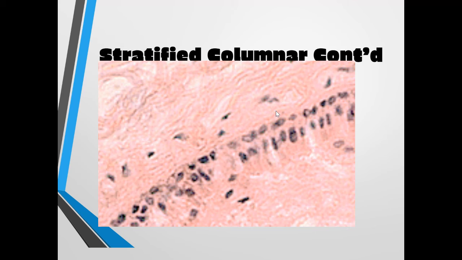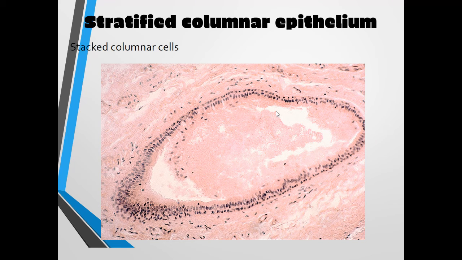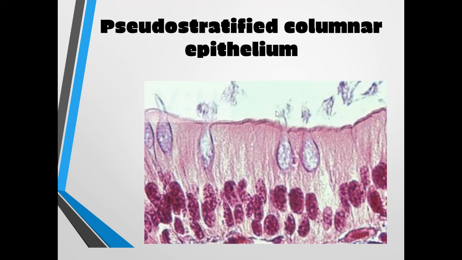Stratified columnar is going to be multiple layers of the columns. You can see that it's located in the salivary ducts, so that's in your mouth, areas in the pharynx, the epiglottis, anus, mammary glands, and urethra. And mostly when we have stratified, the function is going to be protection. Okay, so stratified columnar, again, they're stacked columns.